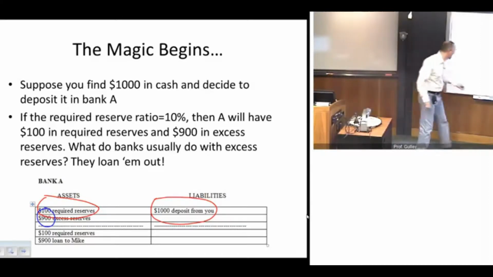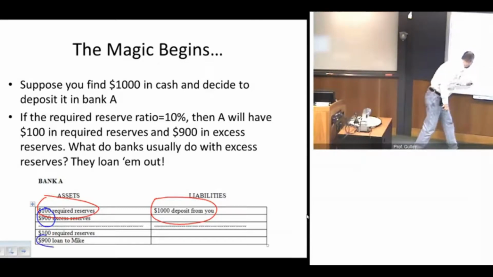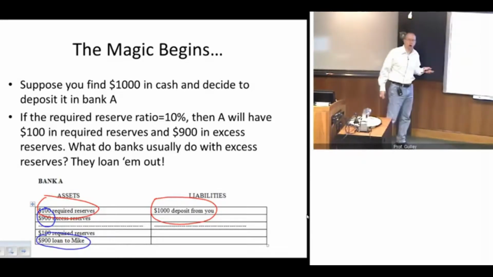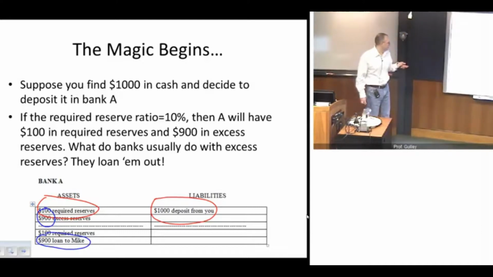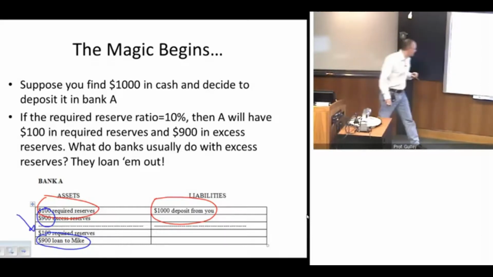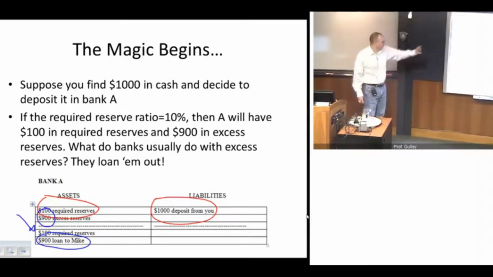But now they have also made a $900 loan to somebody else. So the bank's balance sheet has changed so that on the left side they now have the $100 required reserve and the $900 loan. Here's what we want to investigate: where does that $900 loan go? We started with one bank, one deposit and one loan. That's only the beginning of the process. We want to carry on. What happens to that $900 loan?